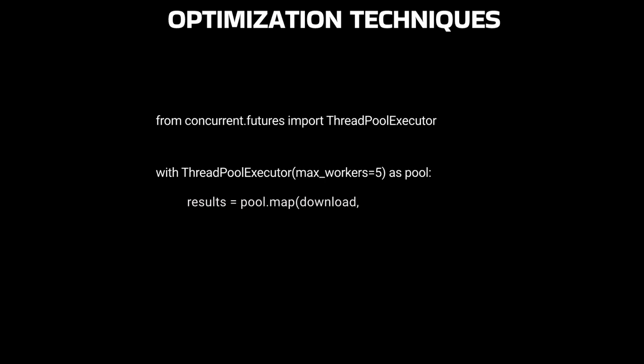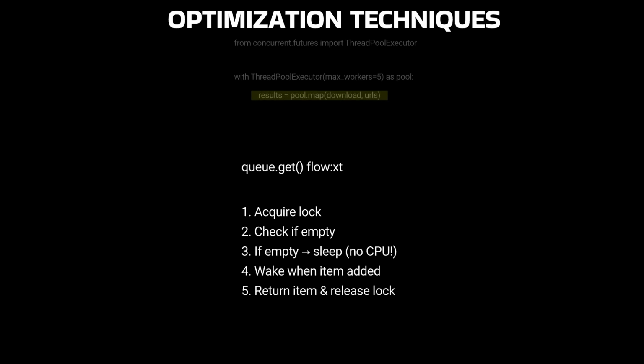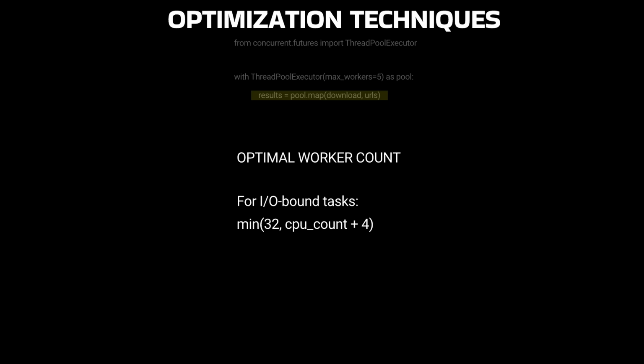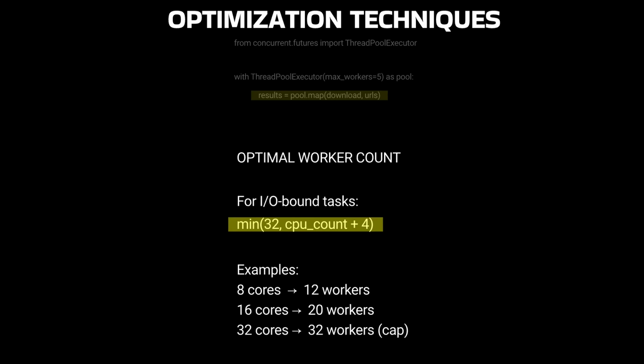Pro optimization. ThreadPoolExecutor uses a work queue. The internal worker function blocks on queue.get, which calls _qsize protected by a lock. For optimal performance, set max_workers to the minimum of 32, or CPU count plus 4 for I/O.